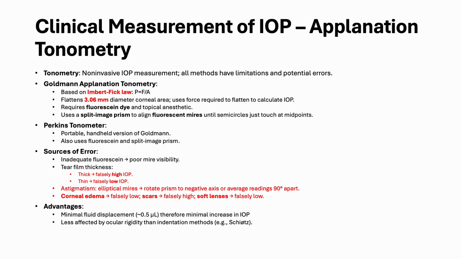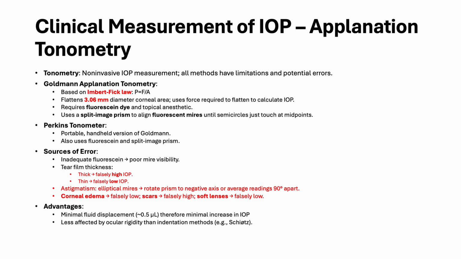However, several factors can introduce error. Inadequate fluorescein can obscure the mires, and variations in tear film thickness can skew readings. Thick tears may falsely elevate IOP, while thin tears may falsely lower it. Other pitfalls include astigmatism, corneal edema, which can give you falsely low readings, scarring, which gives falsely high readings, or the use of soft contact lenses, which gives you falsely low readings. Astigmatism can cause elliptical mires, requiring either rotation of the prism or averaging two readings 90 degrees apart.